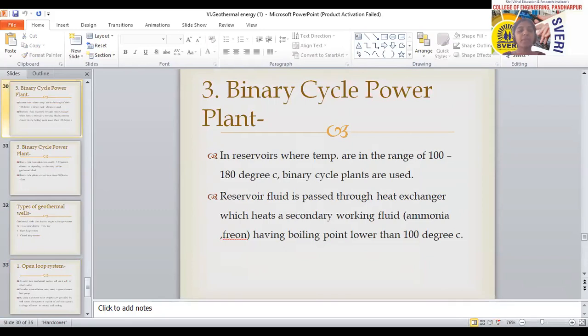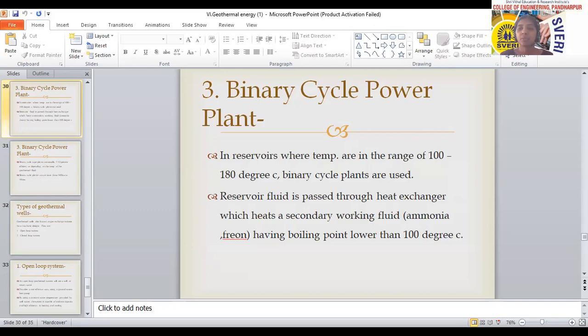Here you can see the binary cycle type plants are usually 7 to 12% efficient. Why is the efficiency of this type of plant only 7 to 12%? Because we have to transfer the heat energy of one liquid to another. So 30% of the heat energy is utilized for transferring the heat energy. So the efficiency of this type of plant is low, and it also depends upon the temperature of the geothermal fluid.